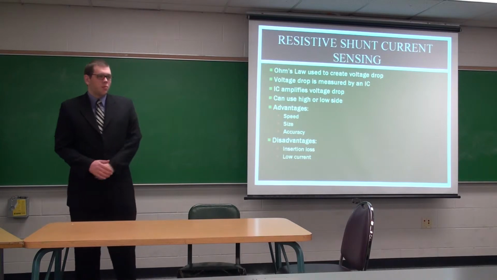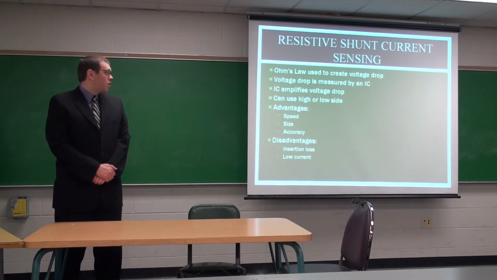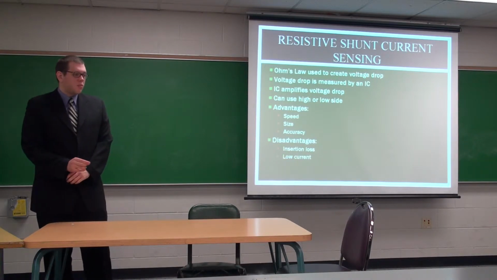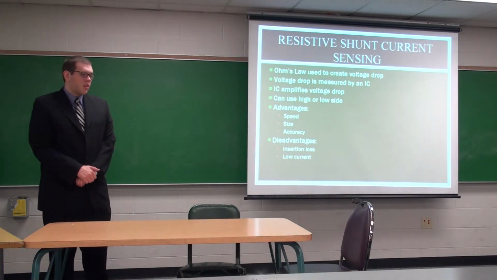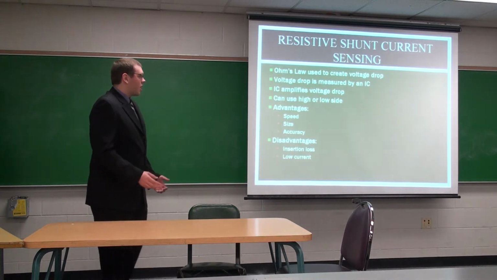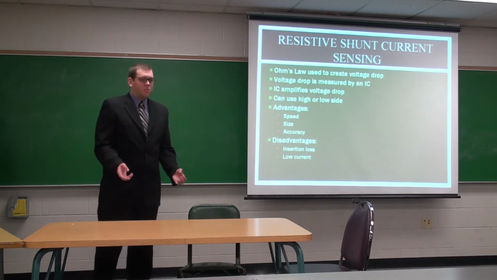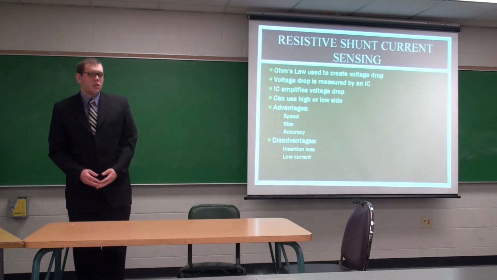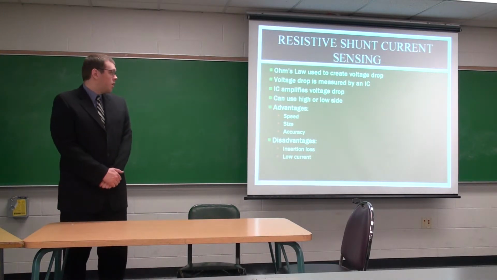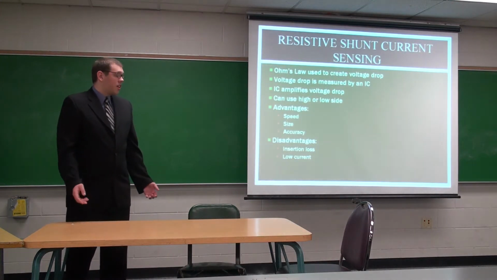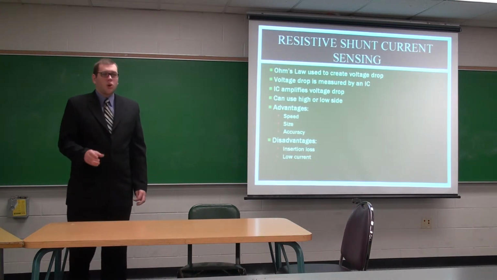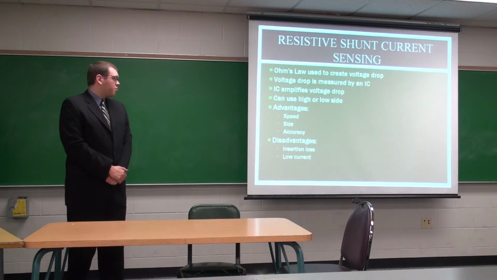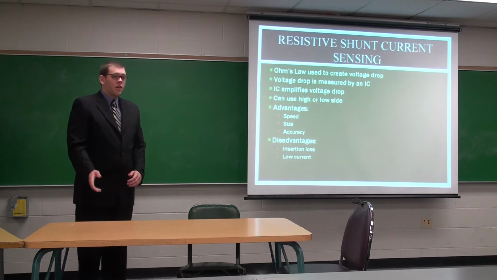And this one is more simple. It uses Ohm's law with a small resistance, and you have a voltage drop across that. And there are special ICs that measure this voltage drop. The ICs can be anything from an instrumentation amplifier to a current shunt monitor, or even a simple op amp. And all it does is amplify the voltage drop and output a known voltage for any current or voltage that it senses. And the resistive shunt can be either high side or low side.